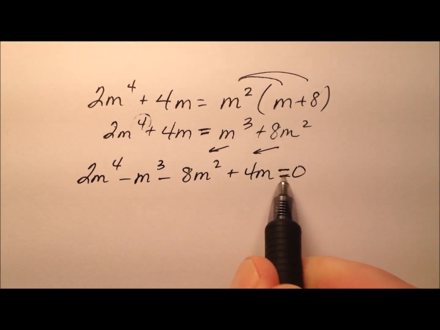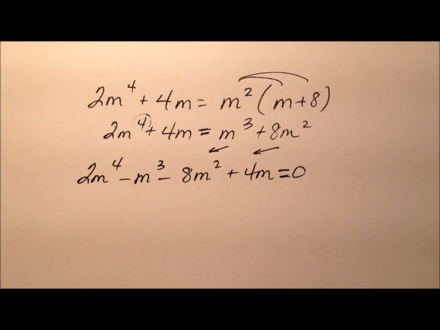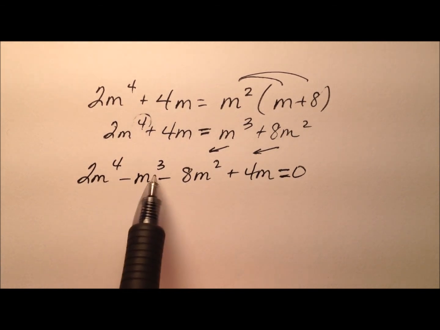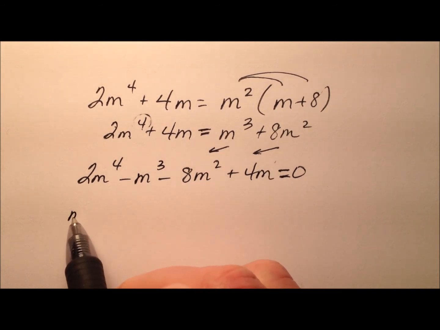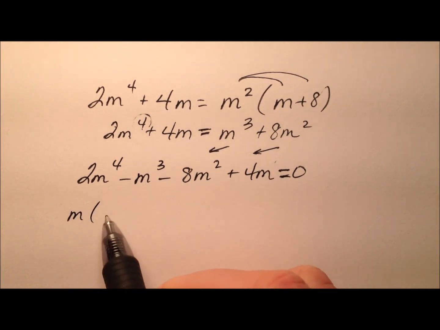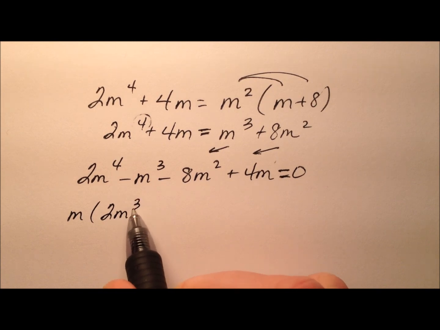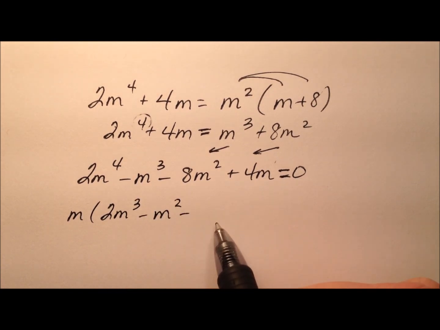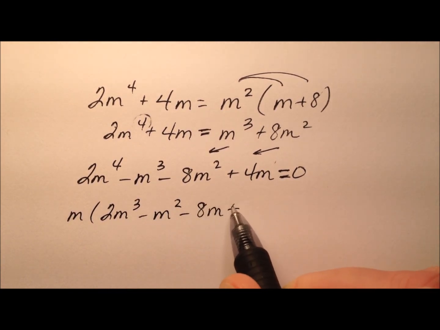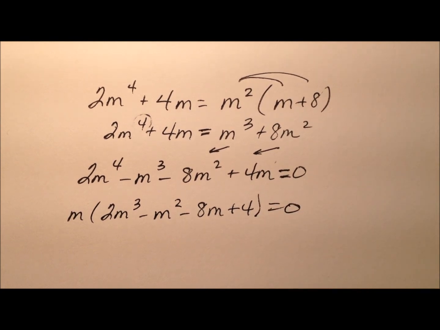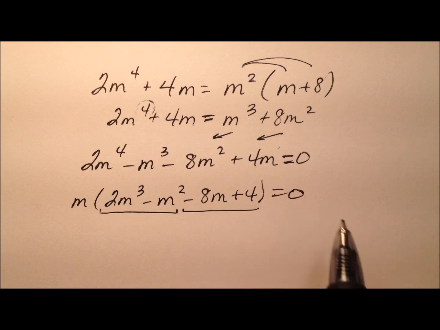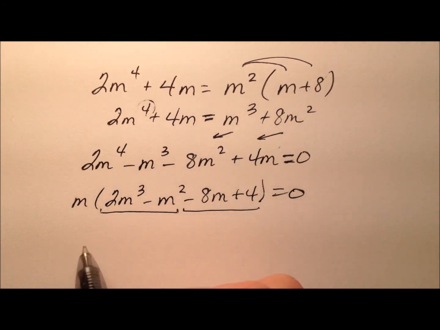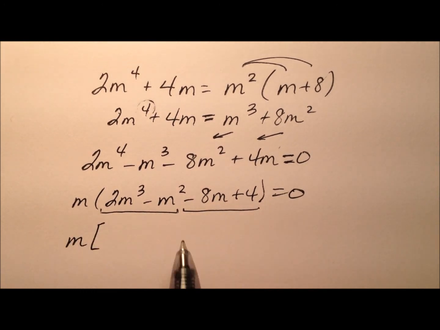Okay, so I have my equal 0 and all my terms over here. So the first thing to factor this is to look for a greatest common factor. And it looks like all the terms have m's, and the smallest power is 1. So let's go ahead and take out that m to the first. So I'll have 2m cubed minus m squared minus 8m plus 4, and that equals 0. So let's go ahead and use factor by grouping, because I notice I have 4 terms here. So we'll continue the factoring process.